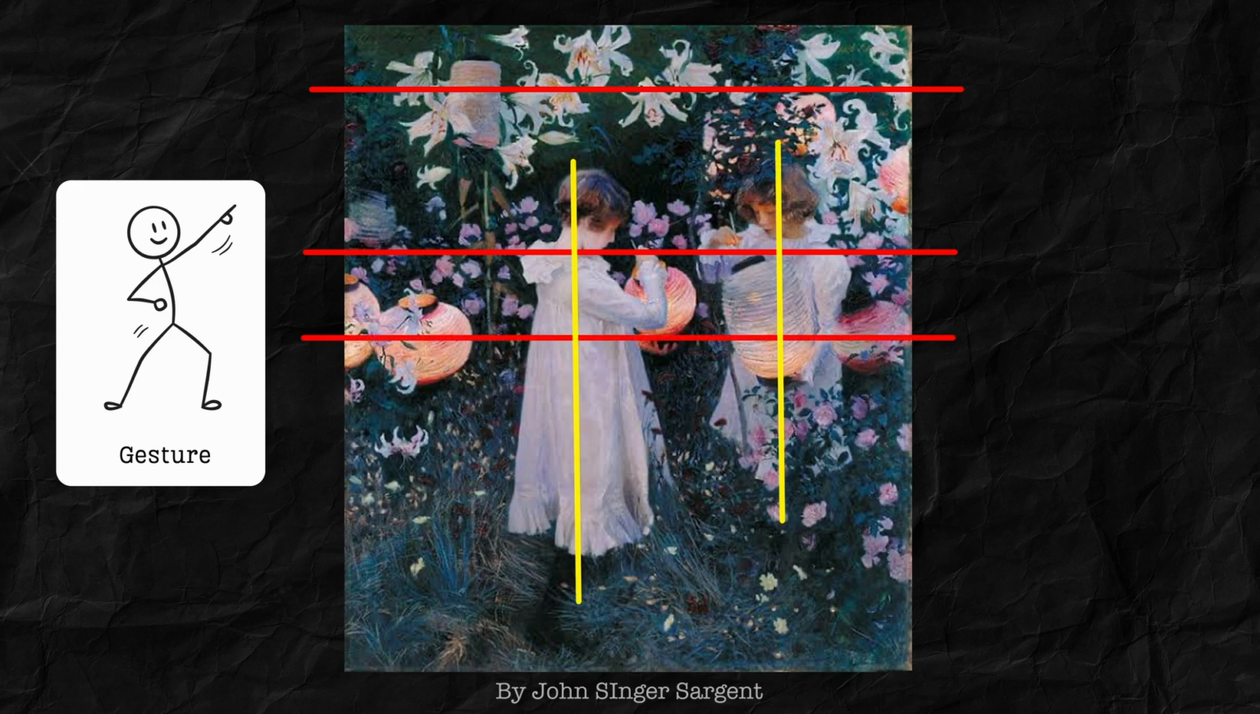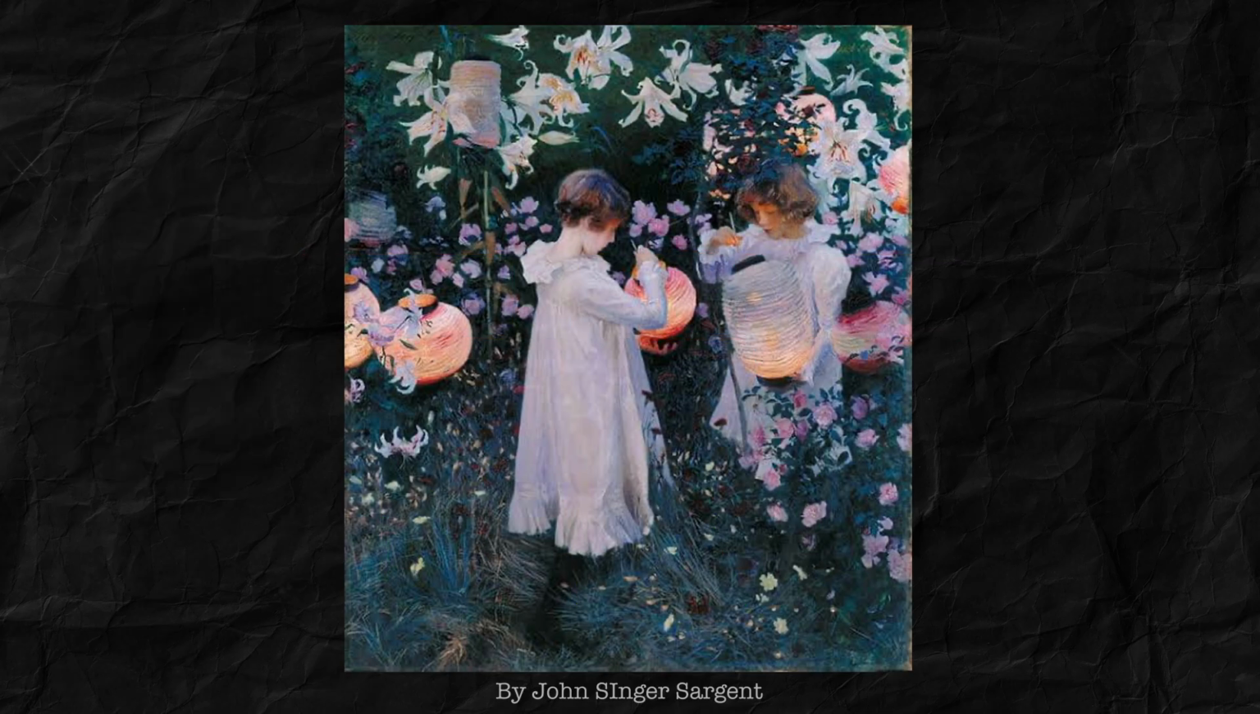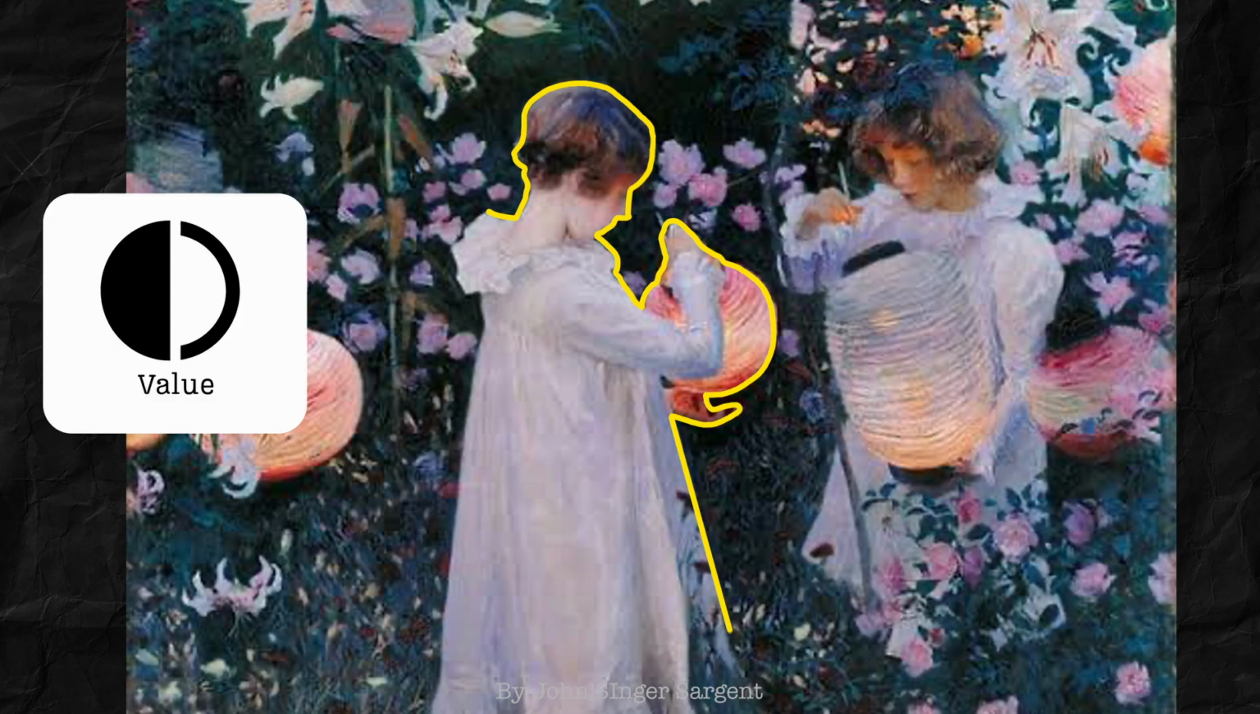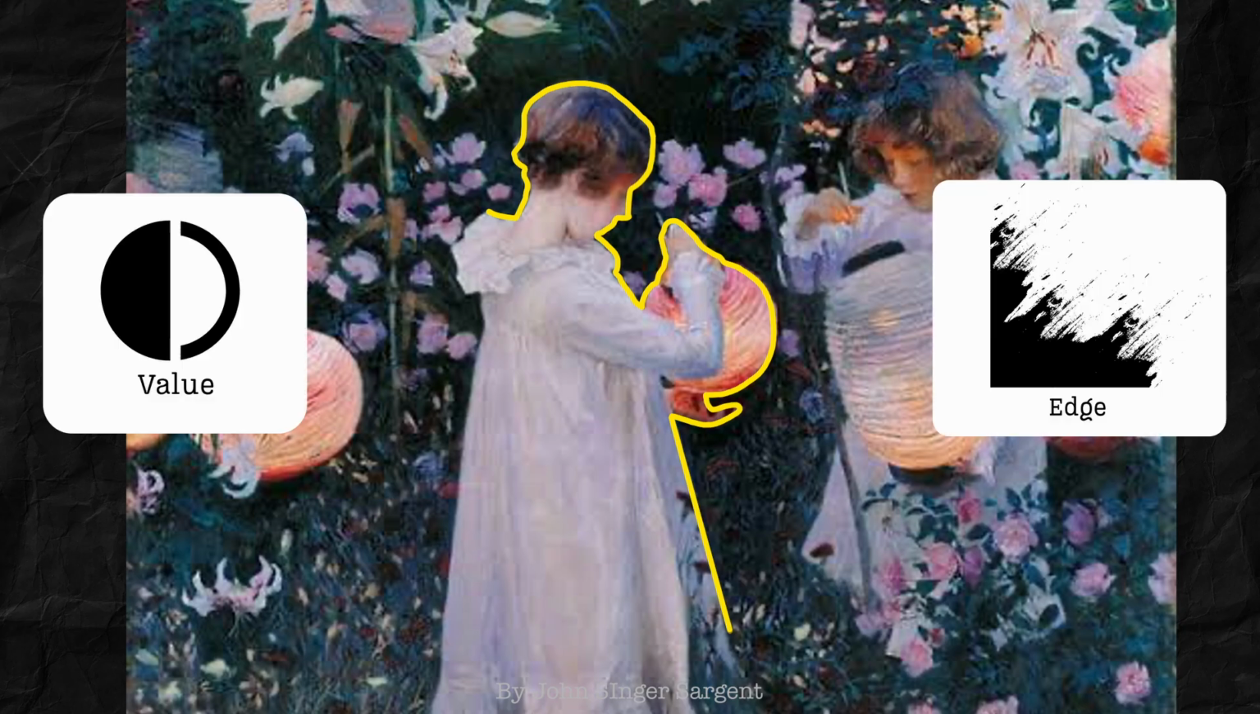You also have these vertical gesture lines with the girl standing, as well as with these branches and grass blades. To me, the focal point seems to be this girl and the lantern she's holding. I say this because she has the clearest silhouette in the entire image, so she has strong value contrast and edge contrast to stand out. As you can imagine from these examples, there are an infinite number of ways you can design the balance between contrast and harmony in your painting.